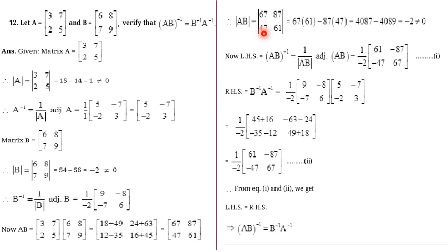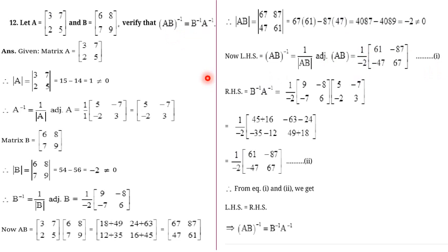Now AB, we have to find its inverse. So again here, for AB we check whether its determinant is 0 or not. So it is not equal to 0. So again AB inverse exists. Then AB inverse is 1 upon mod AB into adjoint of AB. So this is (AB) inverse.